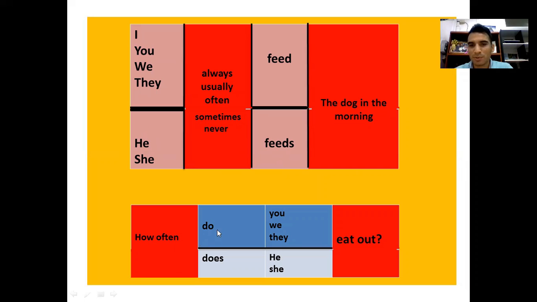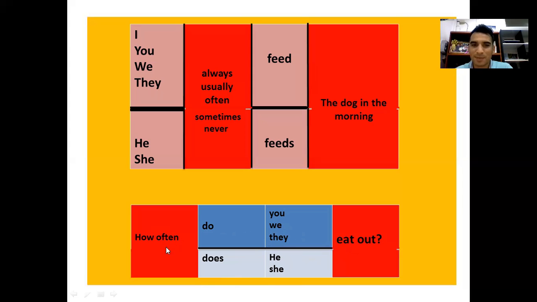When do we use "do"? When you have I, you, we, they. How often do you eat out? How often do we eat out? How often do they eat out? For "does", we use does for he and she.